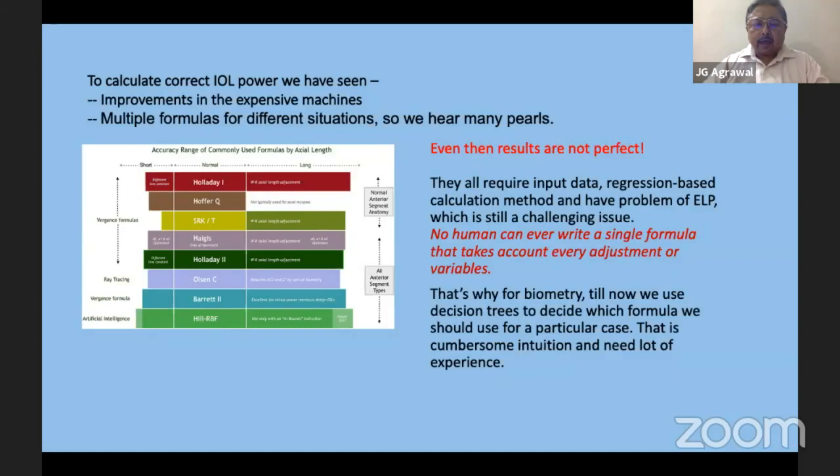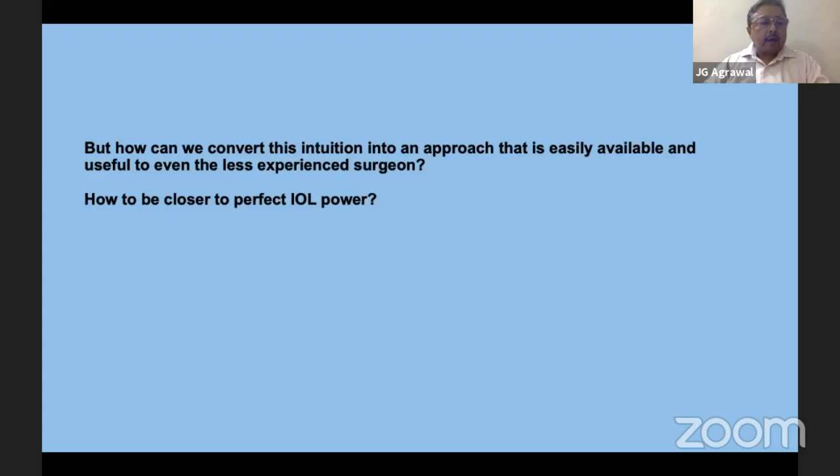That's why for biometry, till now we use the decision tree to decide which formula you should use for a particular case. This is a cumbersome intuition and needs a lot of experience. But how can we convert this intuition into an approach that is easily available and useful even to the less experienced surgeon? How to be closer to the perfect IOL power? To answer, we have to transform the calculation into two main approaches.